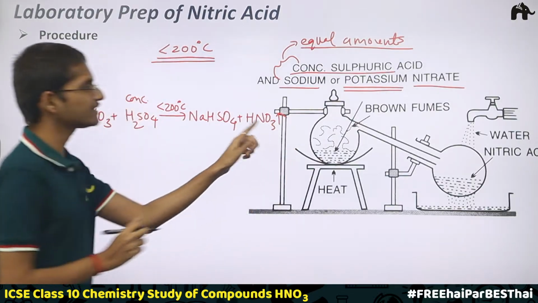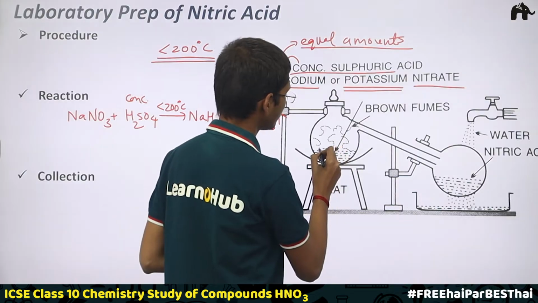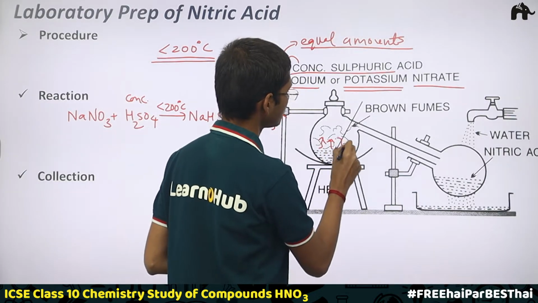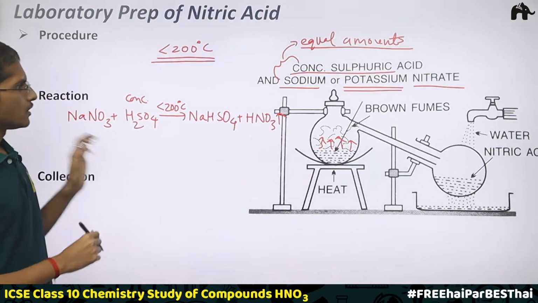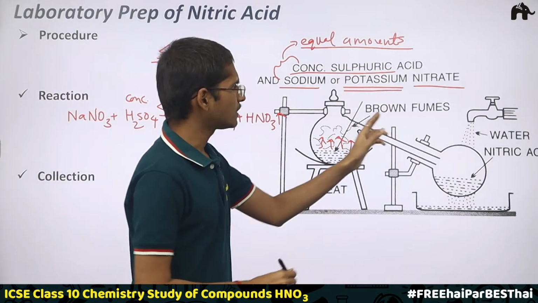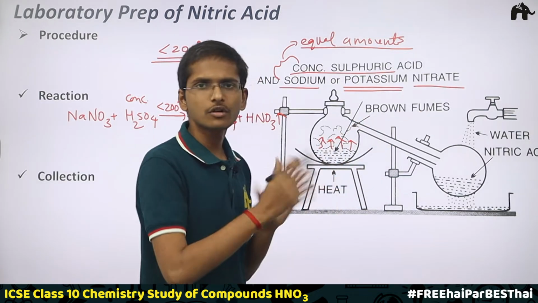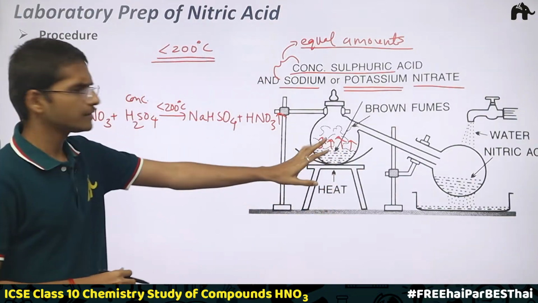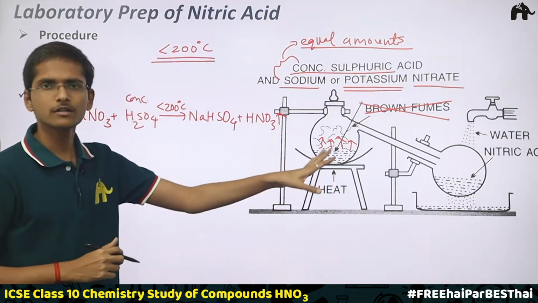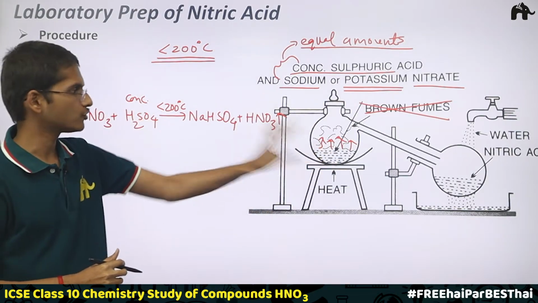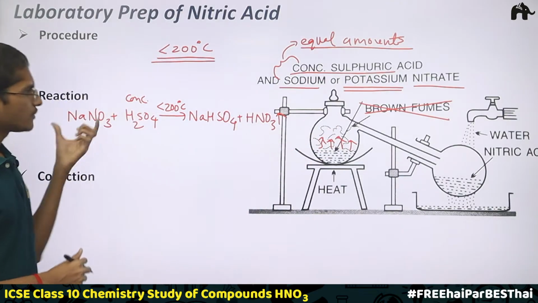This nitric acid gets liberated. Now don't worry about the brown fumes. I will tell you later where we would observe them and what they are. You just figure out this first, and don't pay attention to the brown fumes for now. Just pay attention to this: nitric acid fumes start coming out from this reaction mixture.